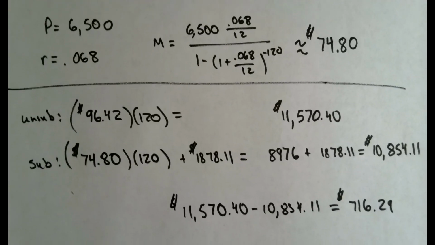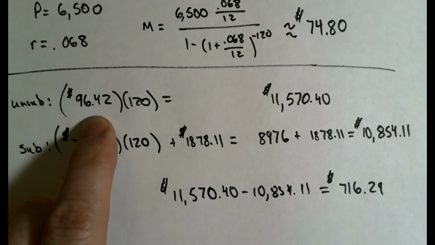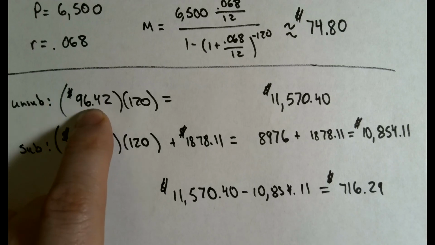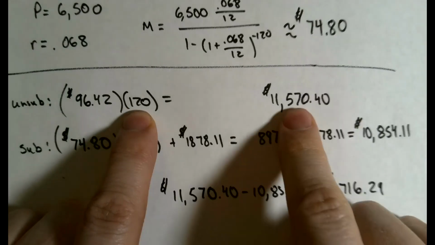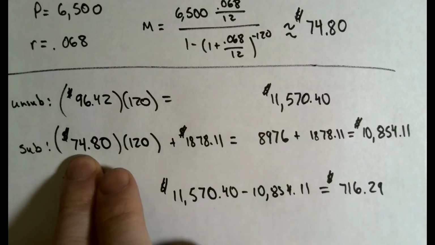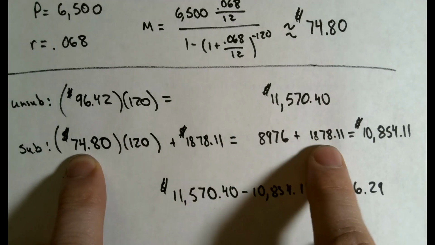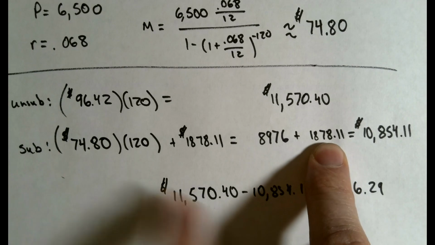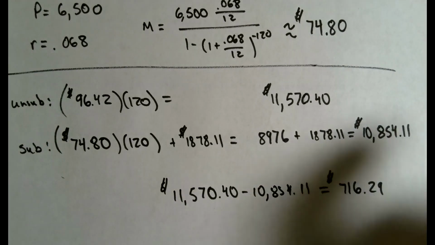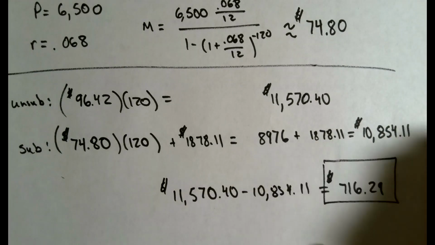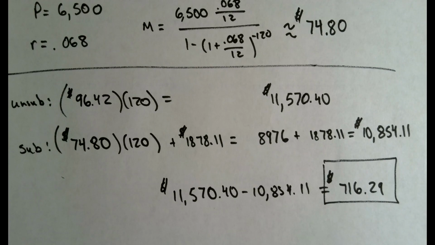So here's a look at all that work that I did. Here's the unsubsidized loan, the $96.42 a month times 120 months, it's $11,000. Here's the 74 times the 120, that's this amount. So we save a lot more, an extra $18.78 if the interest is paid for us. And either way, we're saving a fair amount of money by having the interest paid for us while we're in school.